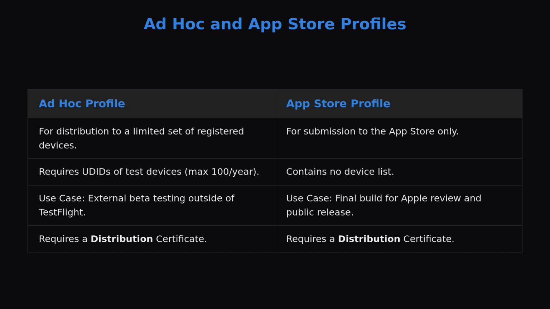Crucially, the distribution certificate, which is separate from the development certificate, must be selected when creating both ad hoc and App Store profiles. Always ensure the correct distribution certificate is installed and paired with its private key in Keychain Access before attempting to generate the distribution profile.